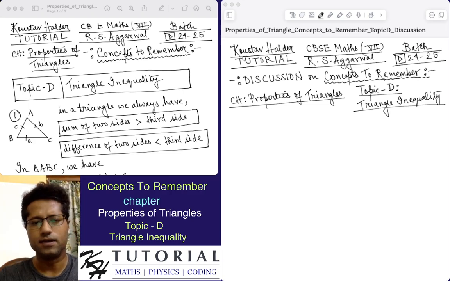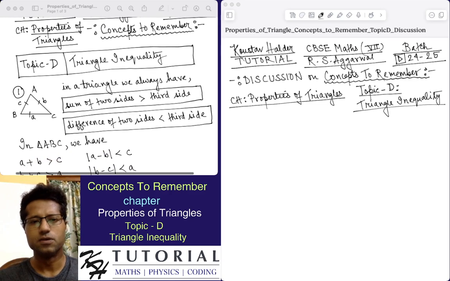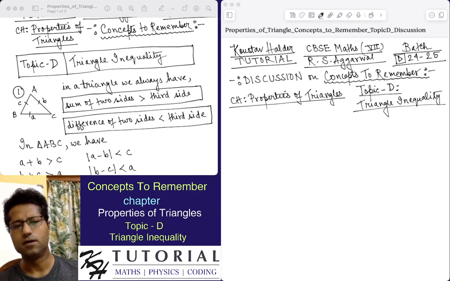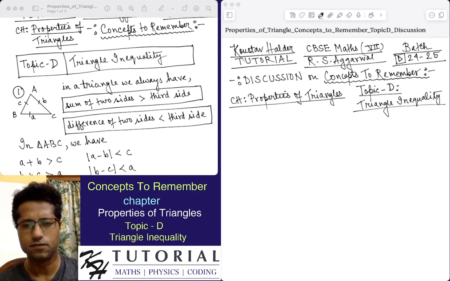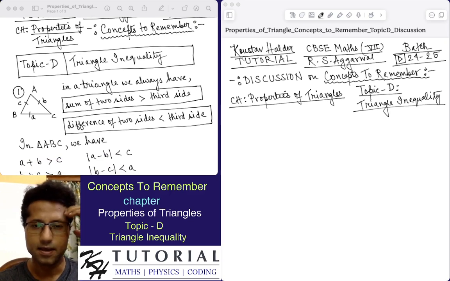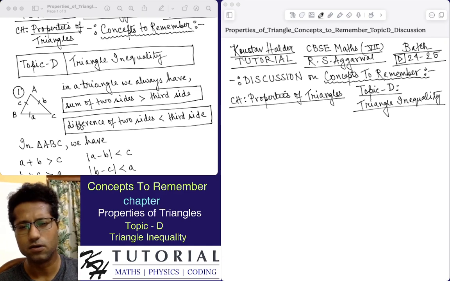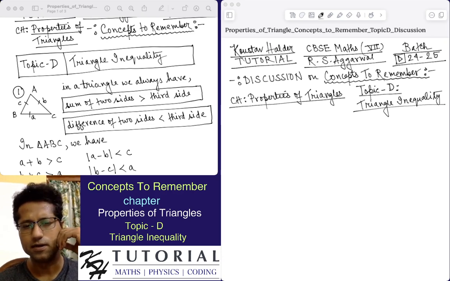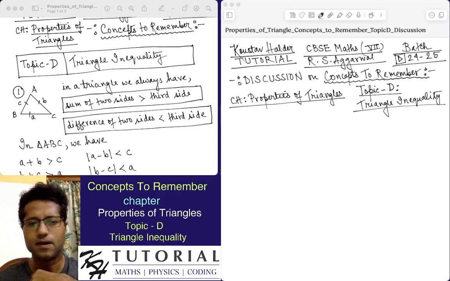Now, the triangle inequality says that in a triangle we always have the sum of the length of two sides is always greater than the length of the third side, and also the difference of the length of any two sides is less than the length of the third side. So these are the two important concepts of triangle inequality. The first one is that the sum of length of any two sides is greater than the third side, and the second one says that the difference of length of any two sides is less than the length of the third side.